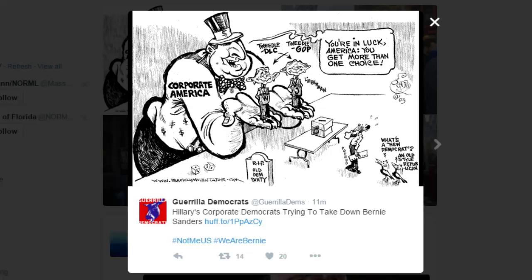So this is Guerrilla Democrats, Hillary's corporate Democrats trying to take down Bernie Sanders, and that corporate America cartoon there. That's awesome. This stuff doesn't exist for the Hillary campaign, folks. It doesn't exist. That's what makes the 99% unique. This is the losing proposition that the 1% didn't count on. This is the losing proposition that every 1%, every oligarchy, every monarchy that exceeds its privilege doesn't count on. And that's the tipping point. The tipping point where the people say, fuck this. We are done. Fuck you.